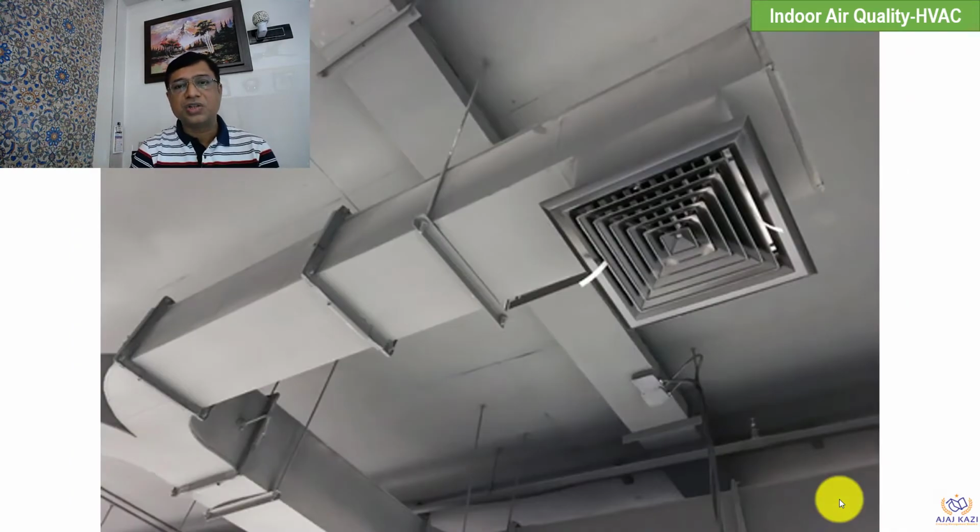You must have seen the ducts transmitting the air. You can see the air terminals, which is a diffuser, which is taking the air into the space. Most of the time you can see the diffusers are getting dusty. There are a lot of particles on it. So these are all the indications of problems in indoor air quality.